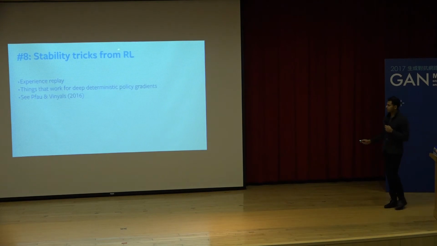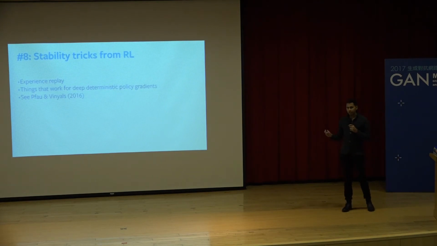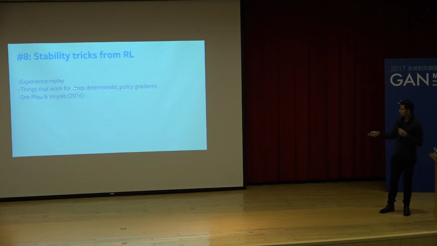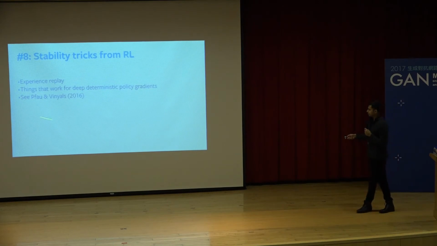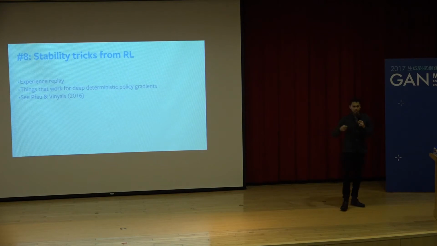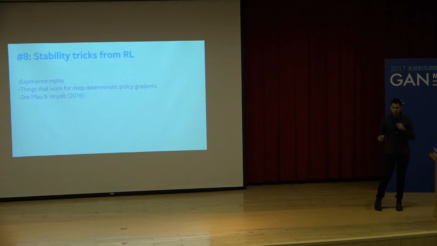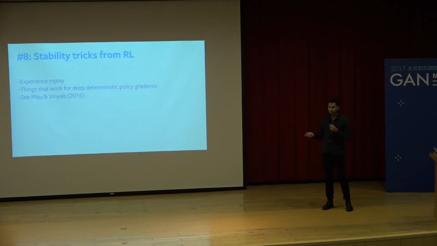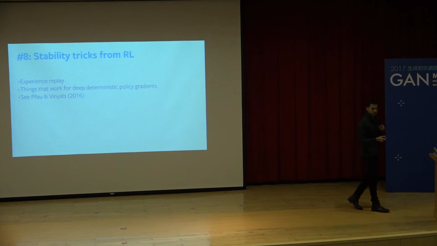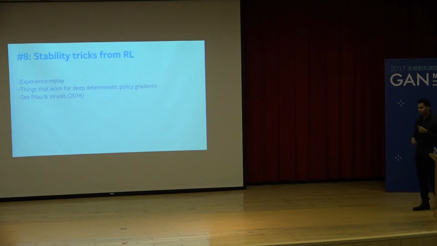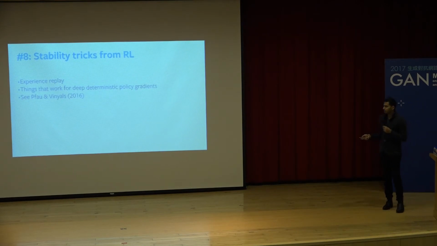One of the things that's interesting is actually reinforcement learning and generative adversarial networks have a very close relationship. If you read this paper by David Pfau and Oriol Vinyals, they try to make a connection between reinforcement learning and adversarial networks. A lot of the stabilization tricks that you use in reinforcement learning, you can actually use the same in training adversarial networks as well. Things like experience replay. These are common tricks used in RL, and they actually work pretty well for GANs as well.